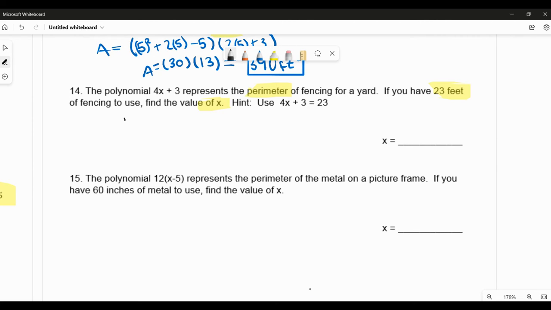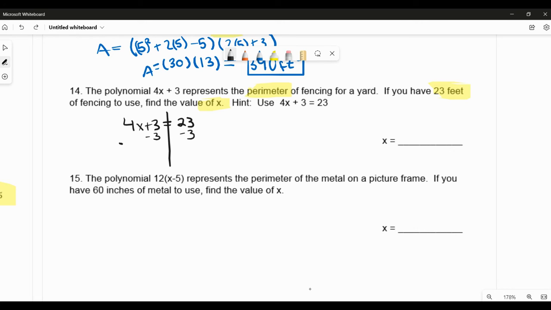So basically, if this polynomial represents how much fencing I have in my yard, I can just set that equal to how much fencing I have in my yard, which in this case is 23. From here on out, we're just doing algebra. We're solving an equation. I want to get x by itself. So the first thing I'm going to do is subtract 3. Remember, whatever I do on one side of the equal sign, I have to do on the other.